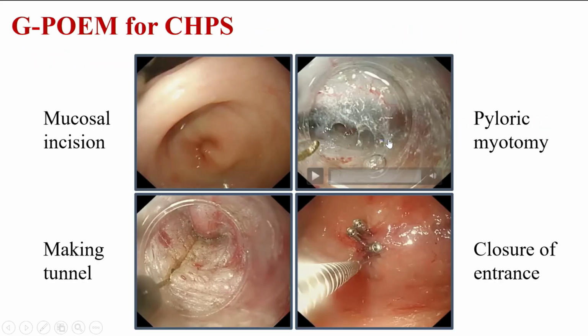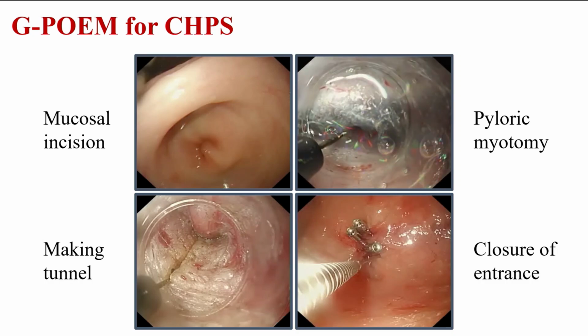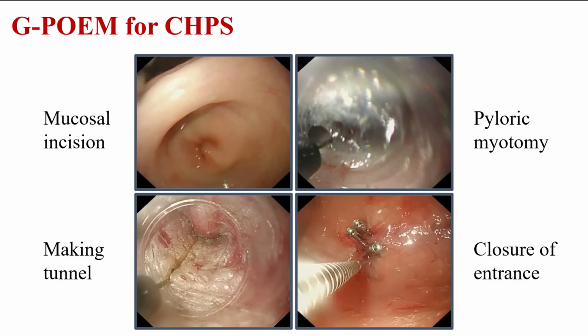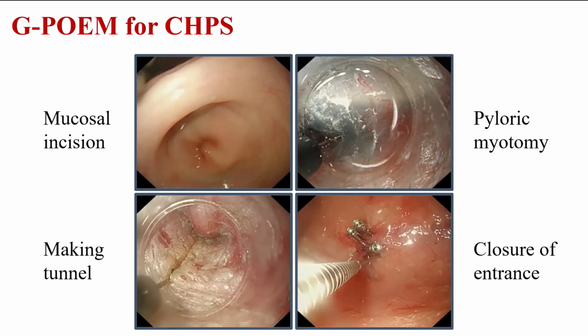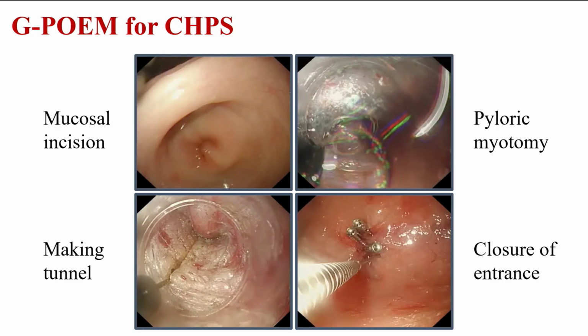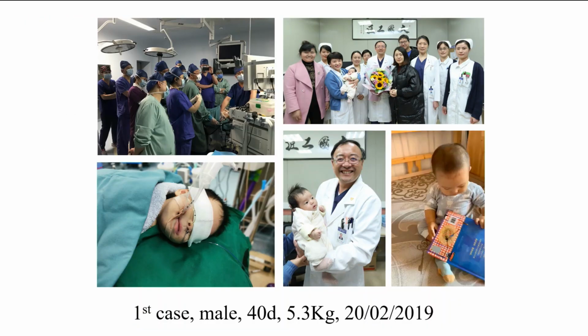So the procedure is similar to the G-POM in the adult, but as we know, such patients are very young, and the mucosa is very tender, and the submucosal layer is very thin. So sometimes it is very difficult to control the scope in the stomach. So this is the first case of the G-POM we performed 4 years ago in Shanghai.